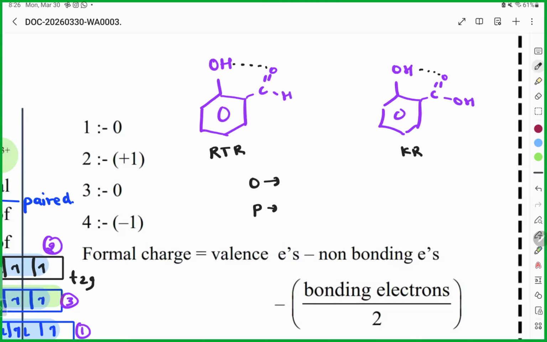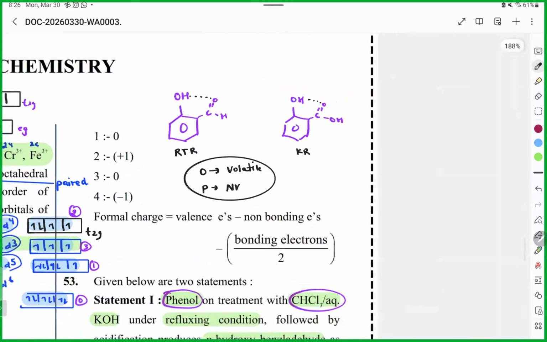Okay sir. So ortho is easily volatile in nature, but para has strong intermolecular hydrogen bonding, so it is not volatile properly. The same method, steam distillation, is used for ortho nitrophenol and para nitrophenol. Understood?